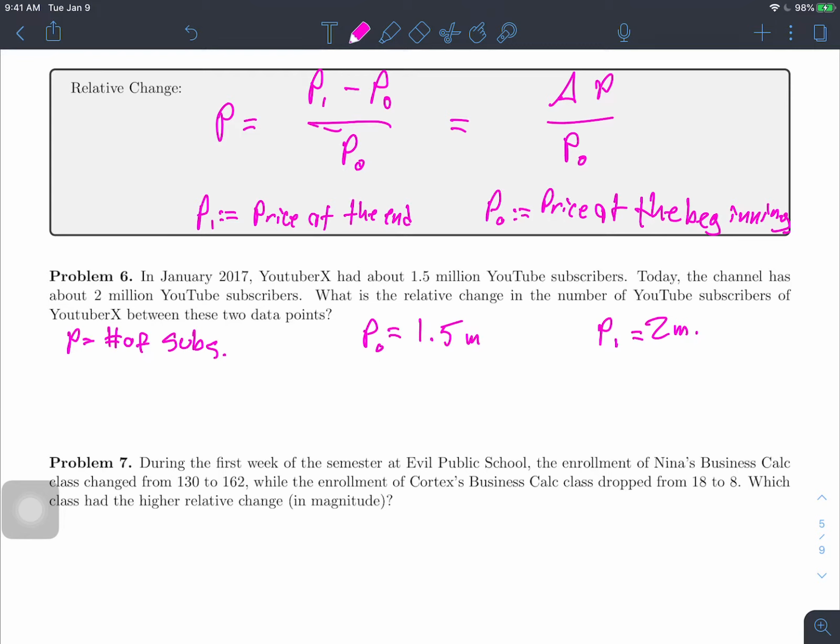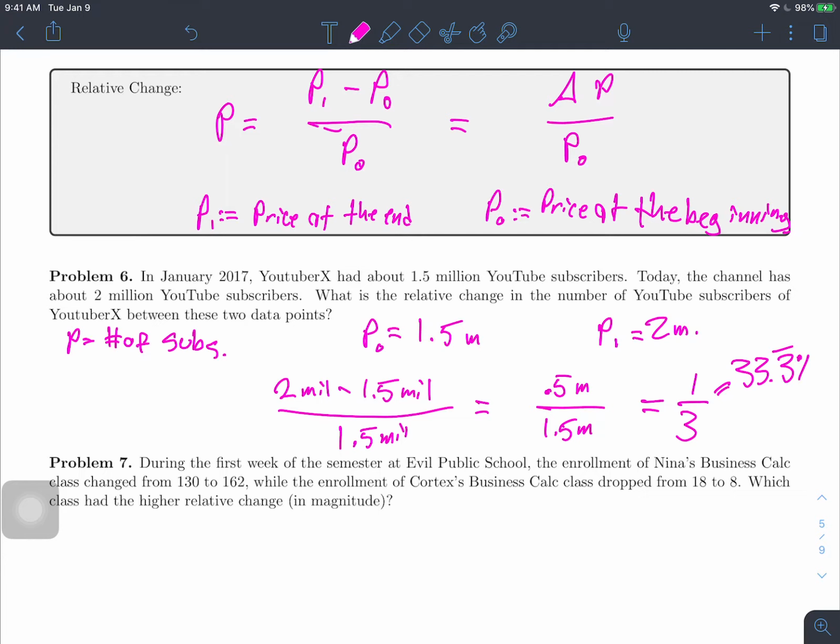We're just going to subtract these two things and divide by P0. So we get 2 mil minus 1.5 mil all over 1.5 mil. And what do we get? 500K divided by 1.5 million. Let me write 0.5 million, half a million. Okay. How many times does 0.5 go into 1.5? Three times. So this is equal to 1/3. In other words, 33.3 repeating percent increase. Just divide one by three. You can type it in on your calculator and get that.